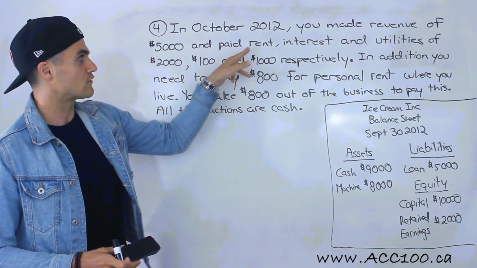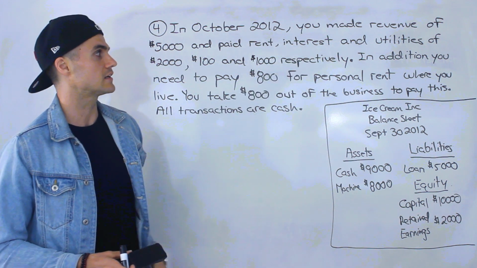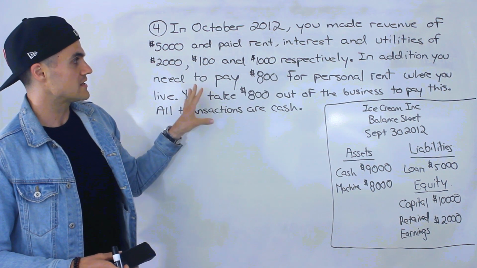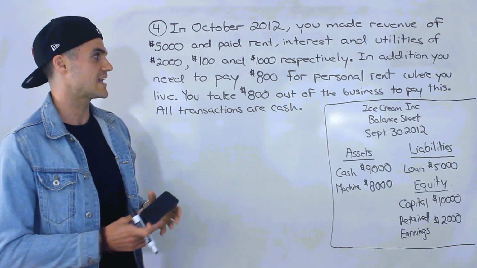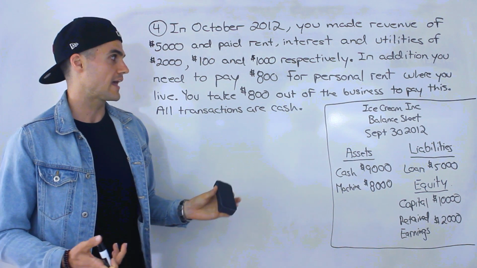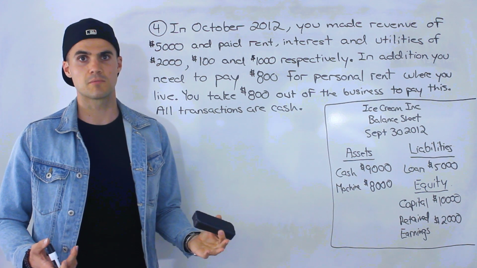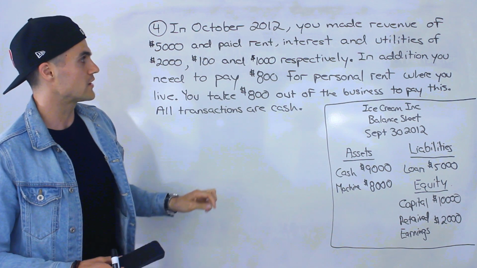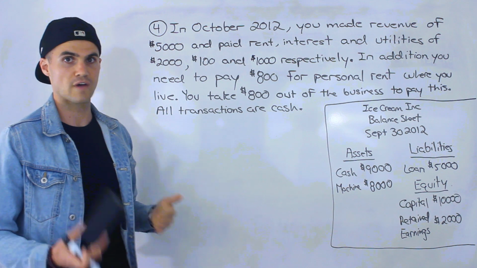So there's a couple of new things going on here. Notice how instead of just rent, there are more expenses to consider now. We got this interest and utilities that I added as well. And then there's also this additional transaction that's sort of unique that we haven't covered yet, where you have to take $800 out of the business for personal rent. With that transaction, we're going to be introducing a new statement of retained earnings. But before dealing with that personal rent transaction, I want to deal with all this stuff beforehand and how it's going to affect the balance sheet.